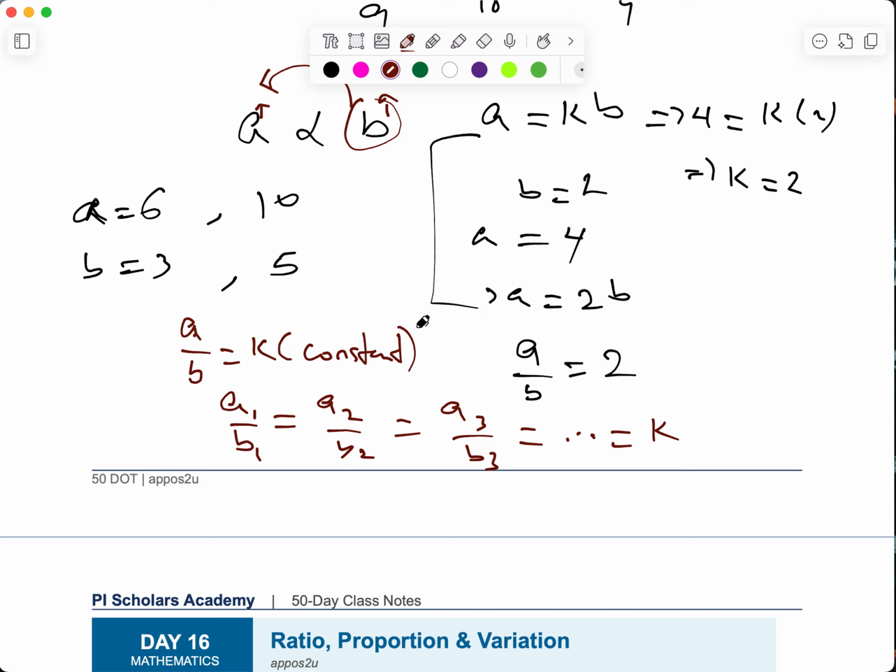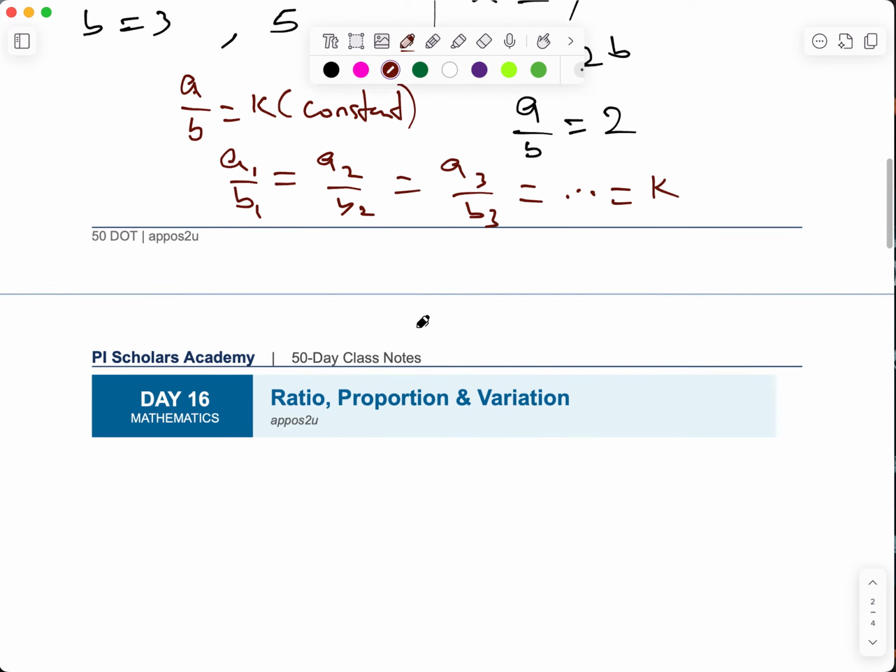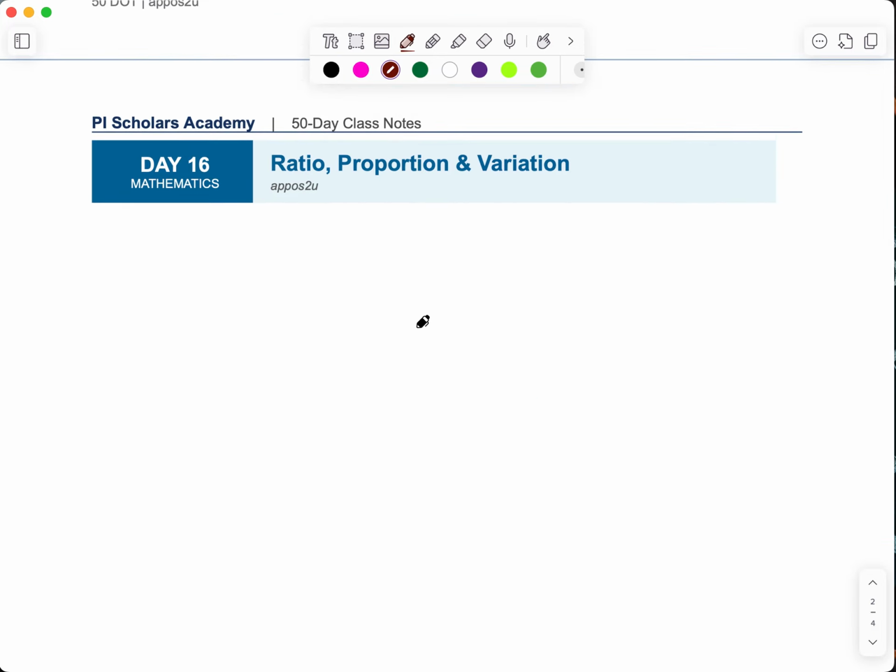The ratio of A and B will always be constant. Why? Because they are directly proportional to each other. The next one is the inverse proportionality. What is inverse proportionality? It simply tells us that the reverse of whatever happens to one is what happens to the other. So if A is proportional to the inverse of B, then we call this one inverse proportionality.